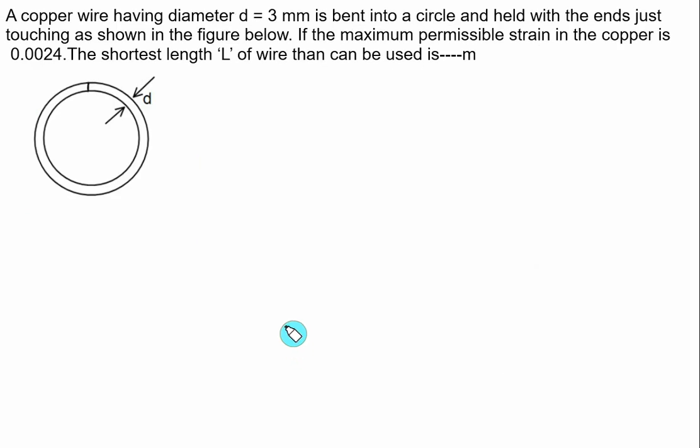Almost similar problem here, except that we have a circular cross section. A copper wire having a diameter d equal to 3 mm is bent into a circle and held with the ends just touching as shown in the figure. The maximum permissible strain in the copper is 0.0024. The shortest length L of the wire that can be used, you have to find out. So this total length L will be equal to the circumference. Somewhere we have a neutral axis here and we have radius of curvature equal to rho. So L represents the circumference, and the circumference is equal to 2 pi into the mean radius.